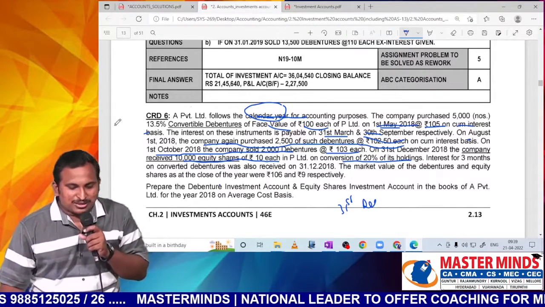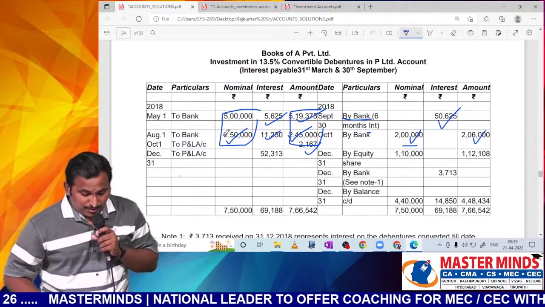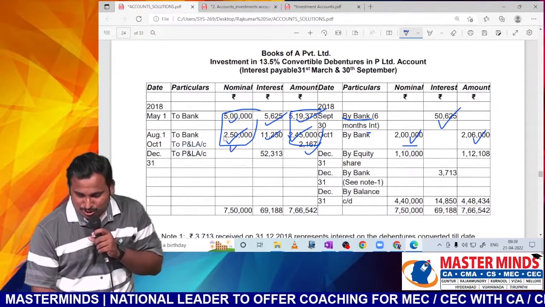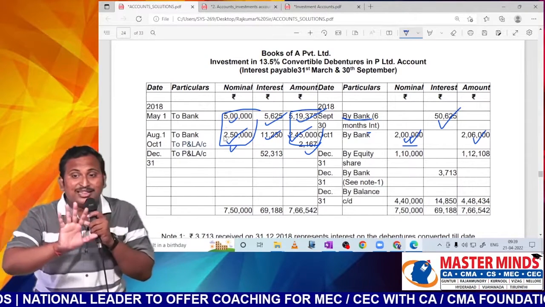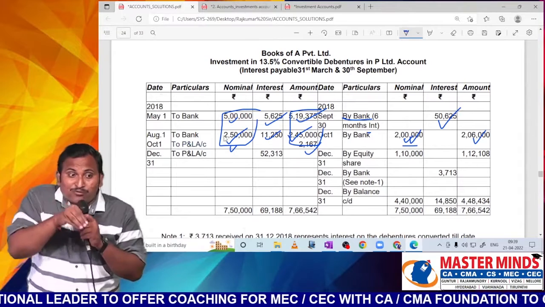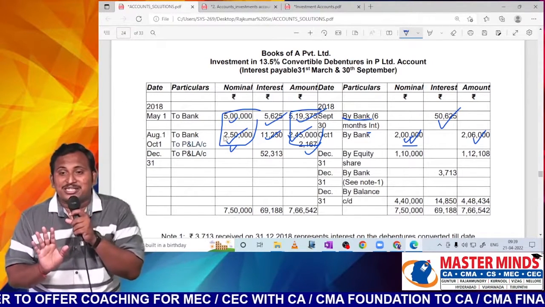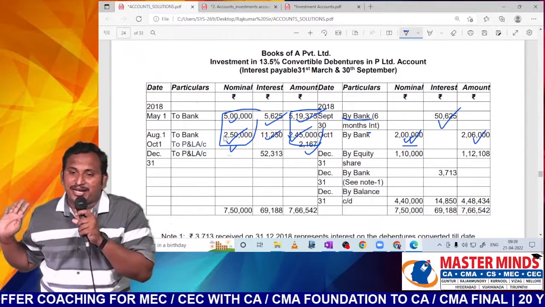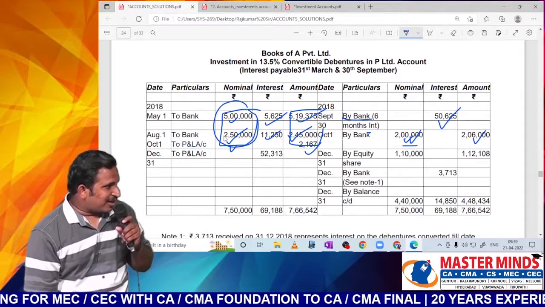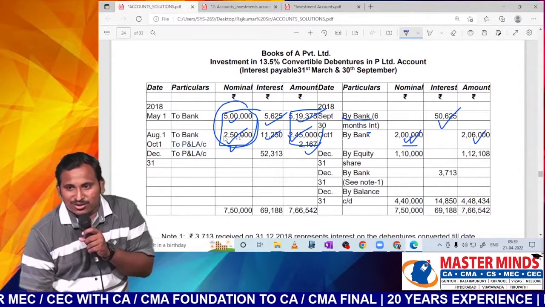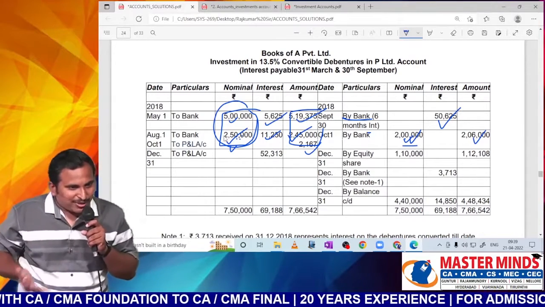So 20% of its holding means today how many debentures are there with us? 5,000 plus 2,500 minus 2,000. So that means 5,500. Out of 5,500, 20% conversion is happening. That means how many debentures? 1,100 debentures. We already know the cost for 7,500. Out of that 7,500, only this 1,100 is there.